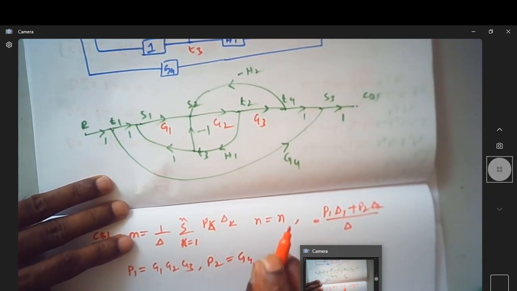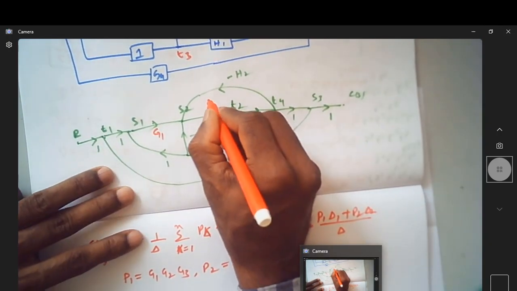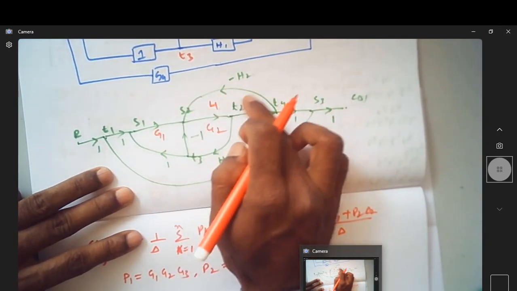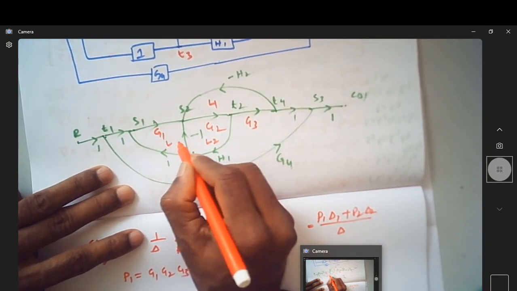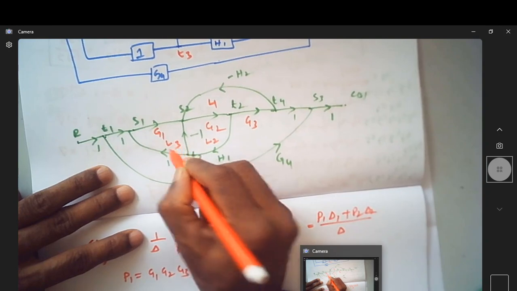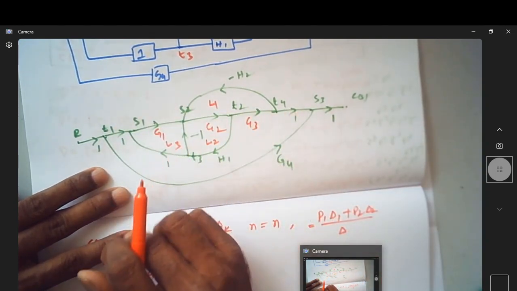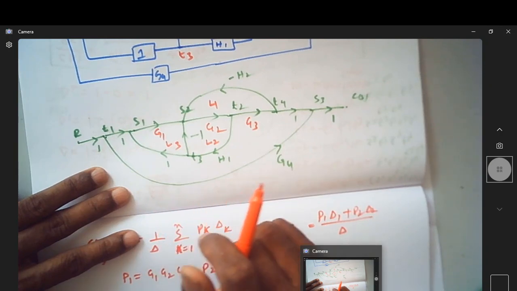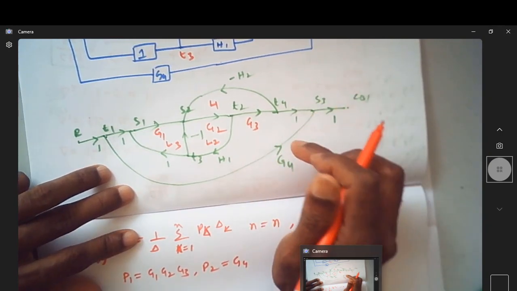And how many loops are there? So one of the loops is this, which is evidently visible here. This is one loop. This is the second loop. This is the third loop. And are there any other loops? Okay, I think those are the 3 loops.